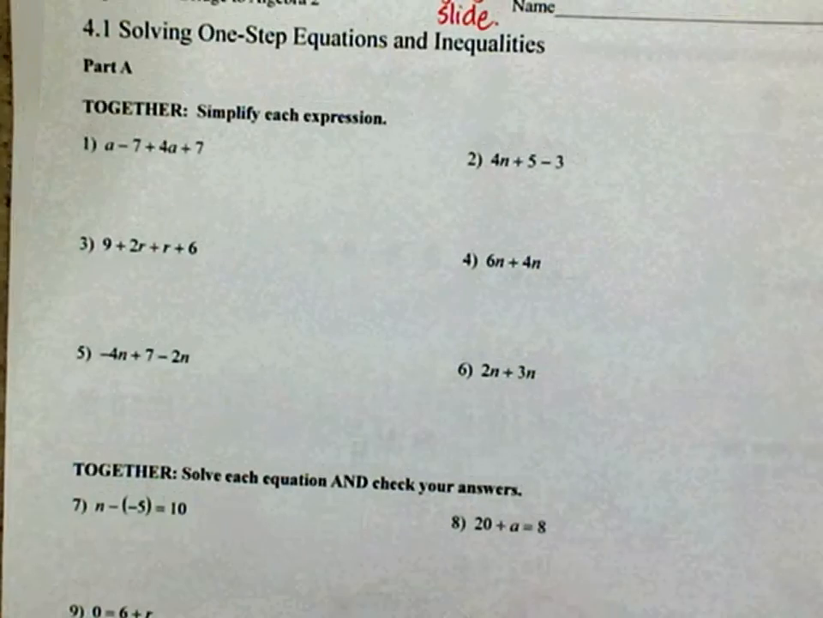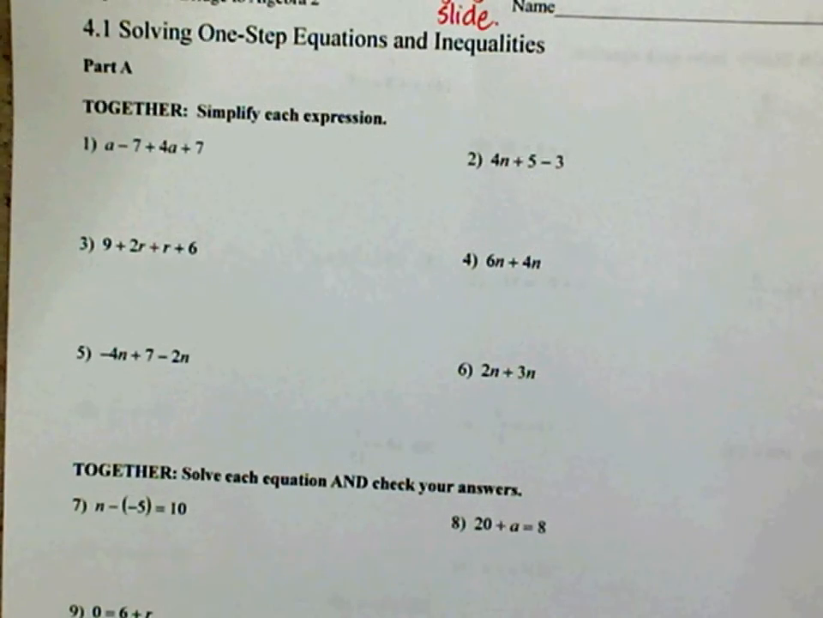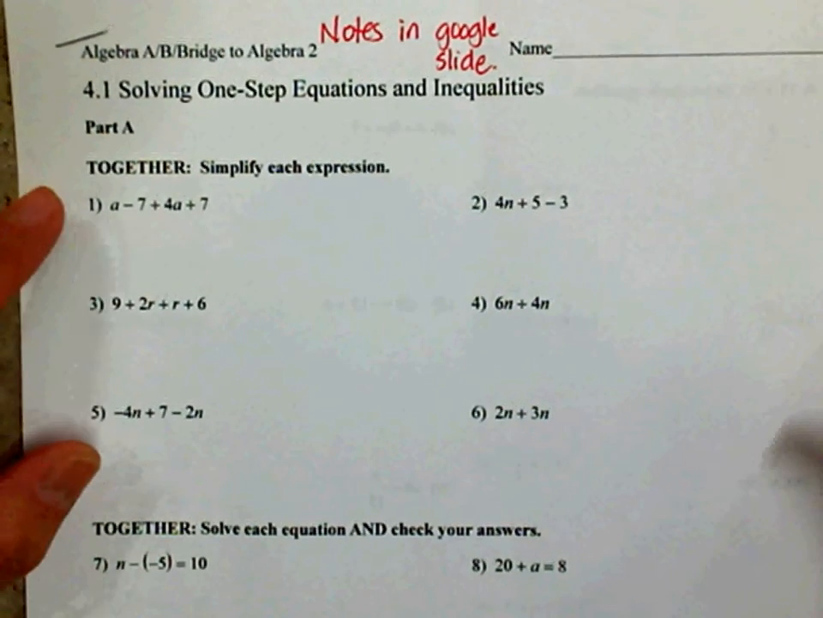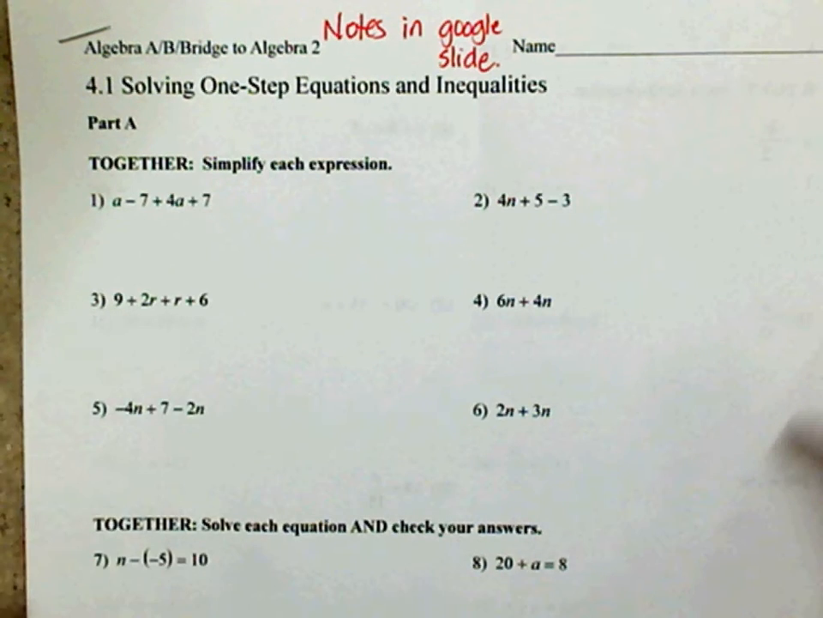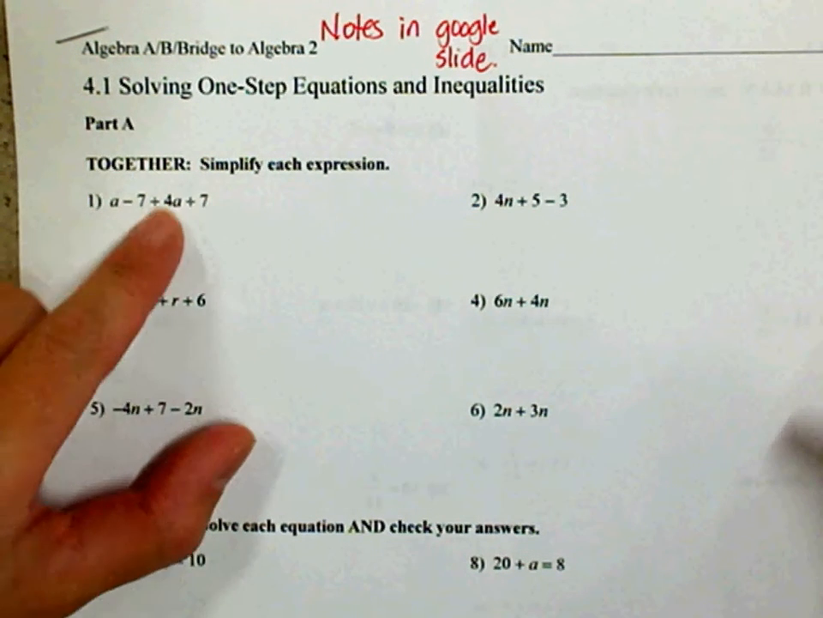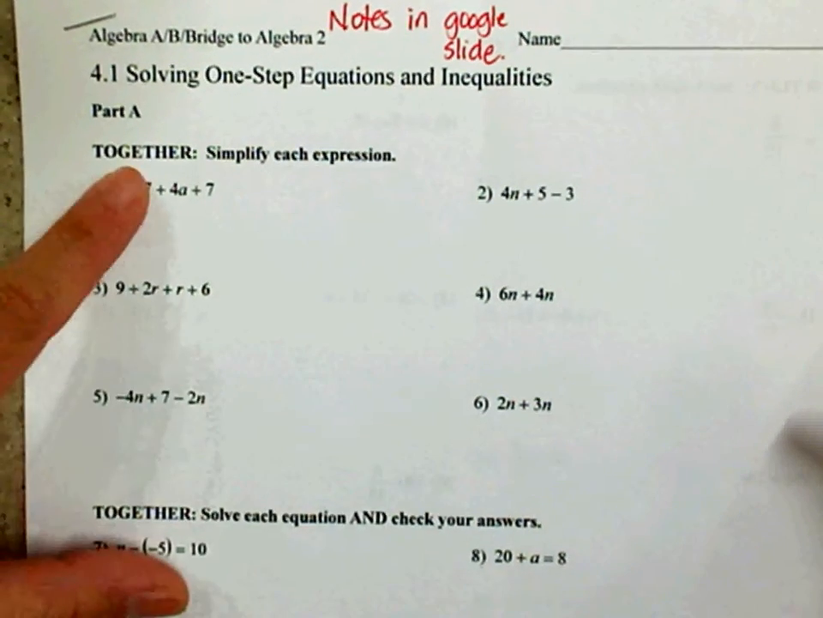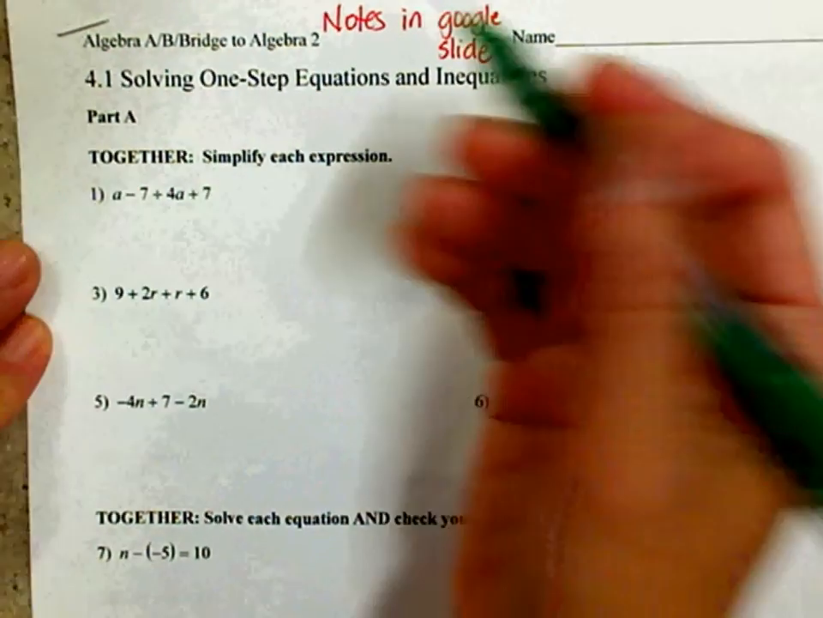Okay guys, I'm going to do the video for this part together. This one you should know how to do, so I'm just going to do the odd problems and guys can try the evens. This is odd: 1, 3, 5, evens: 2, 4, 6. So together means we're going to do this in class.